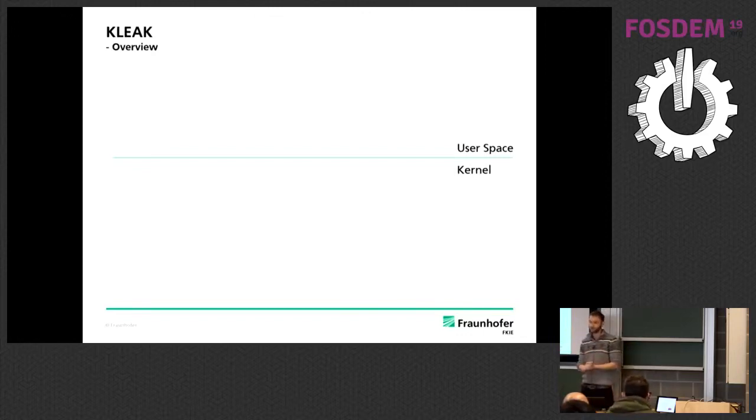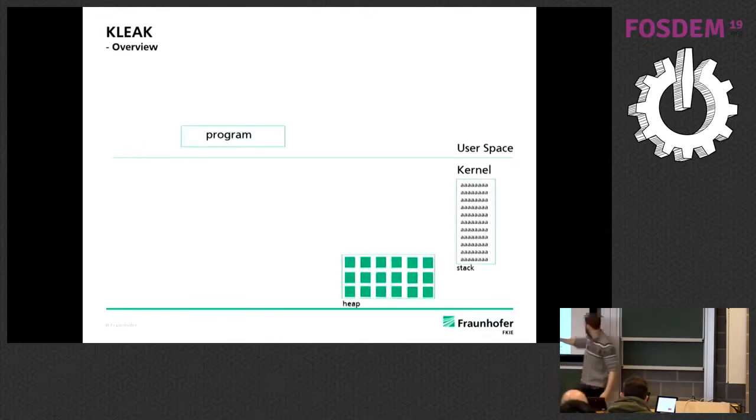KLEAK is an automatic approach to detect those kernel memory disclosures, and it uses a rudimentary form of taint tracking. So we taint our memory sources like the heap and the stack. Then we let the tainted bytes travel through the kernel space, and at some data sinks, in our case copyout, we look at the buffers and search for certain marker bytes. And if they're there, then we detected such a leak.